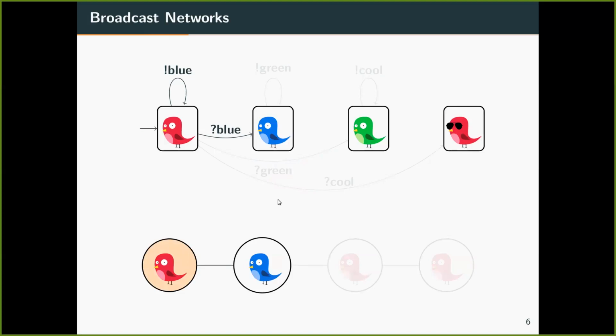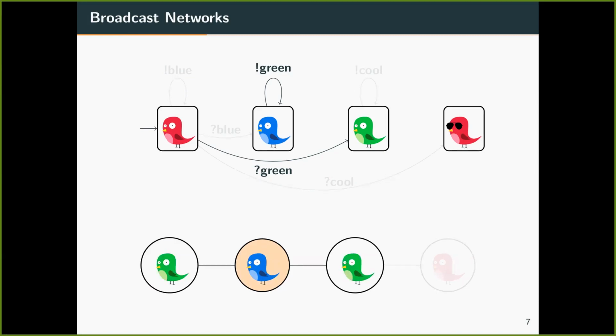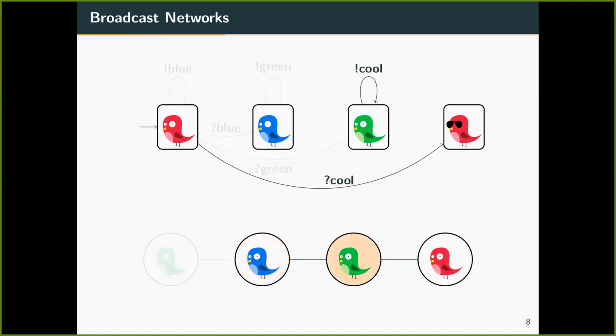Okay. Now assume that at the second point in time, the agent in the second node broadcasts a message green. This is received by both of its neighbors, who then move to the green state. Finally, assume that the third agent broadcasts a message cool. This is once again received by both of its neighbors, the one on the left and the one on the right.